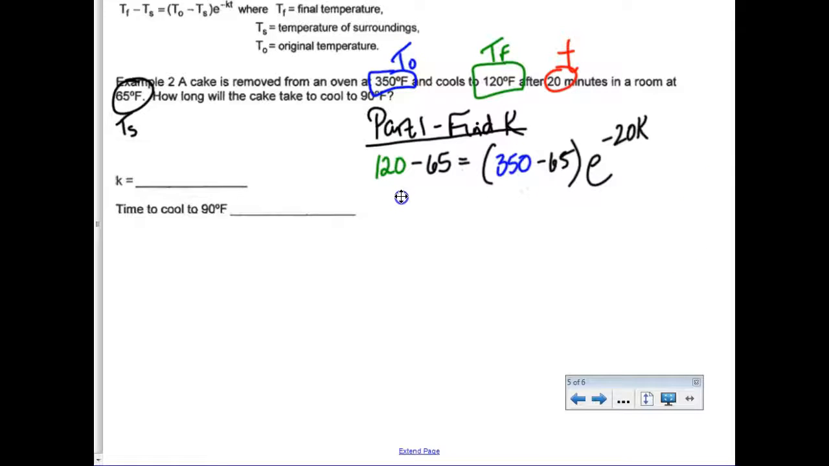All right, little simplification here. Oh gosh, that's 50. Is that 55? Okay, equals 285. Excellent mental math, Abruzzo. e to the negative 20k power. Divide both sides by 285. You either get a gross decimal or you leave it as a fraction.